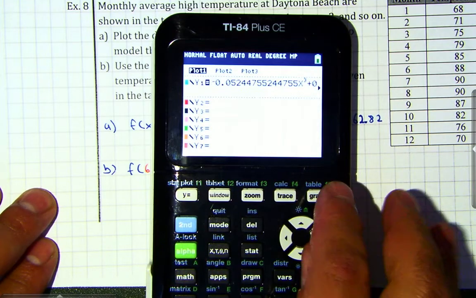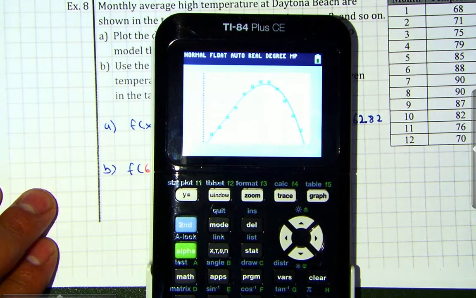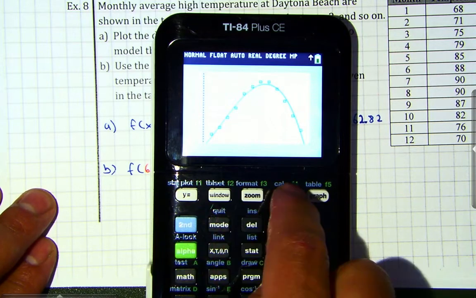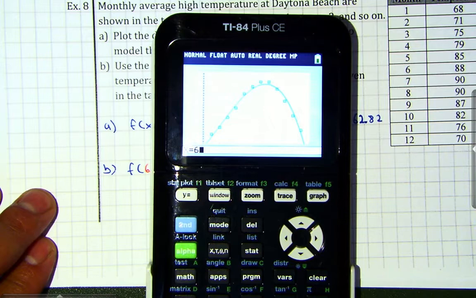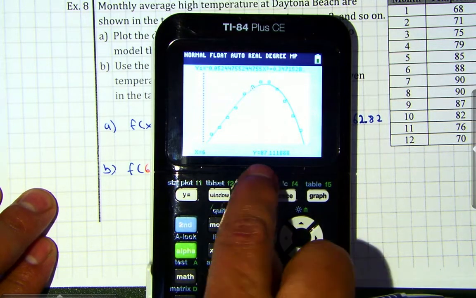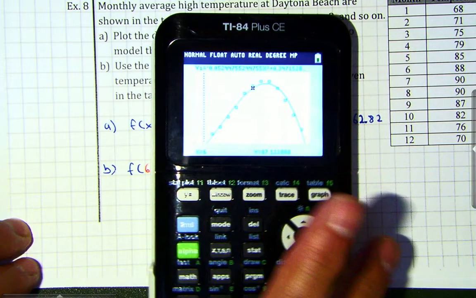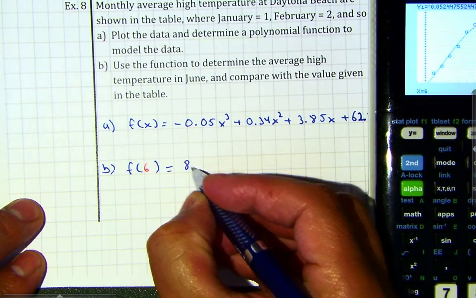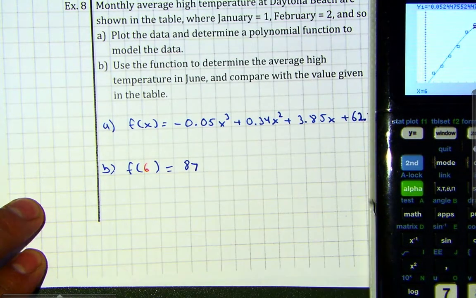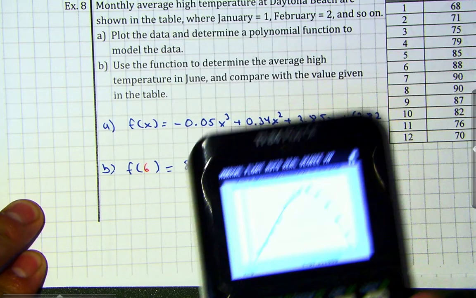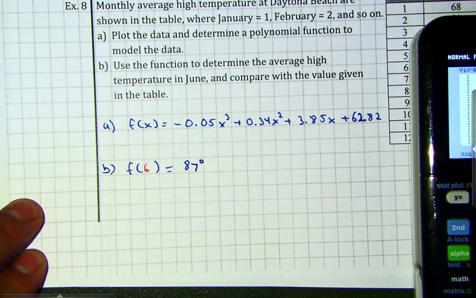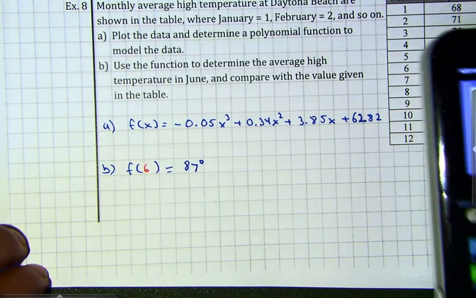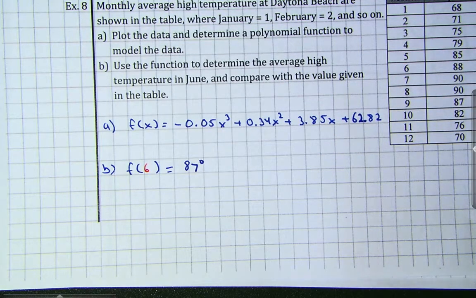There's different ways of doing this. I'm just going to go to graph and I'm going to go into calculate. So second, calculate. I'm going to calculate the value at 6. It gives me 87.11. It gives me 87. And we're just going to use no decimal places since we don't have any decimal places, so it will be 87 degrees. And then compare the value, the given value in the table.